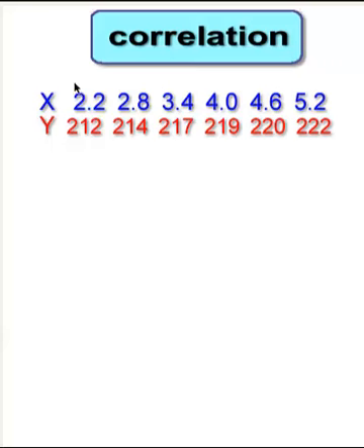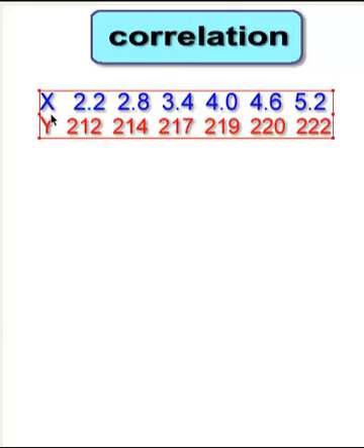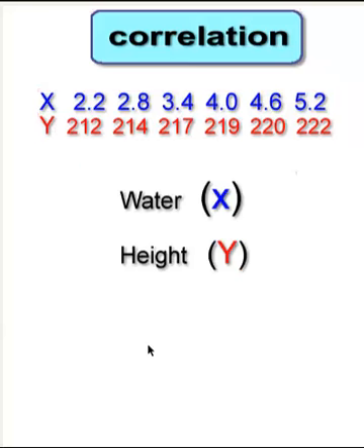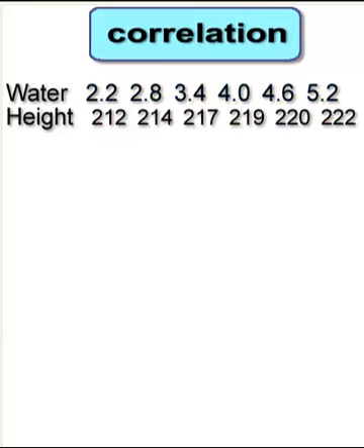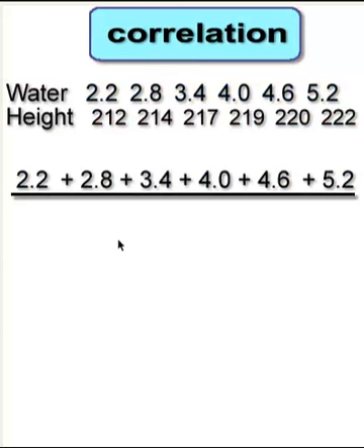So here's your data. We're going to just go ahead and change the height and the amount of water into X and Y variables. It's not a biggie. So now we need to find the mean of the water. You add up each individual, divide by the number, that gives you the mean. So the mean for the X is 3.7.